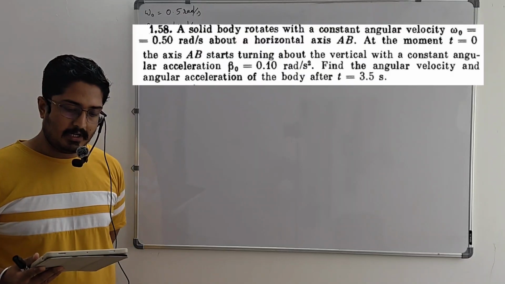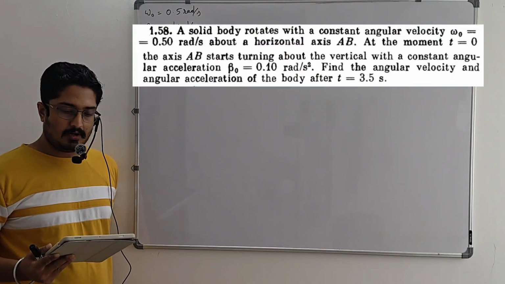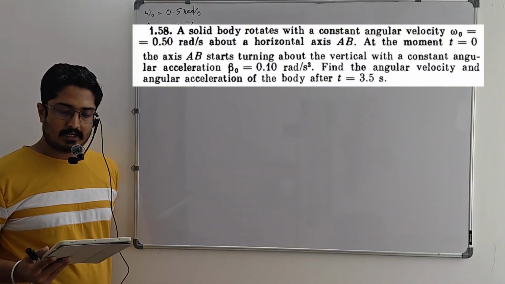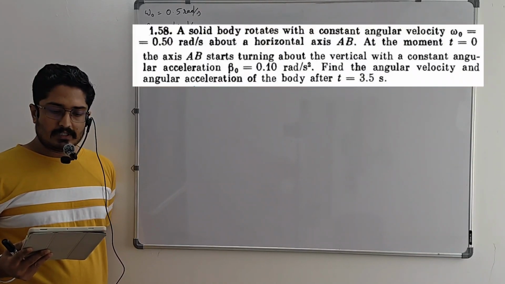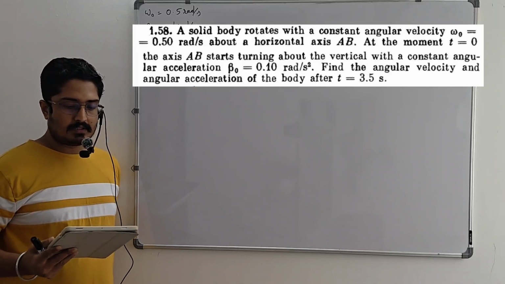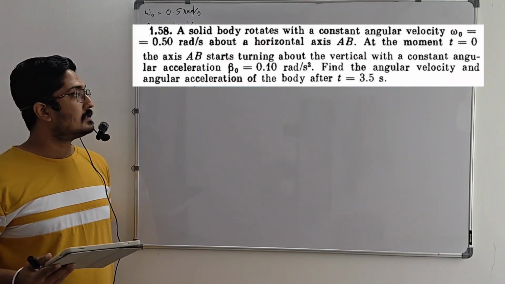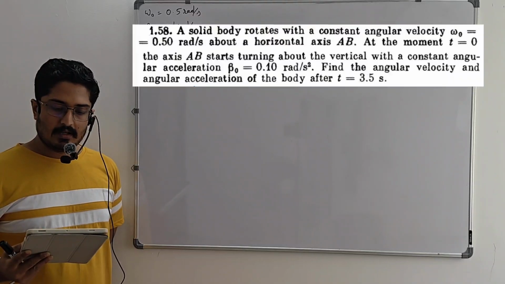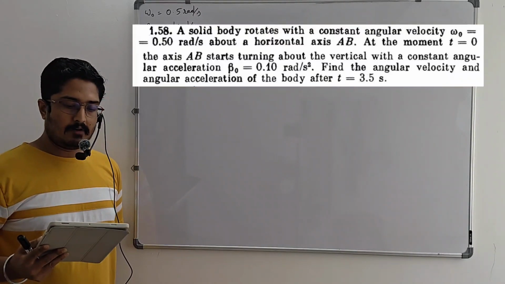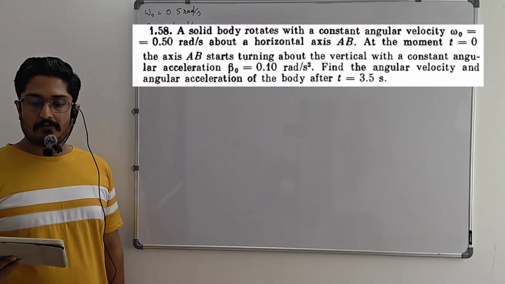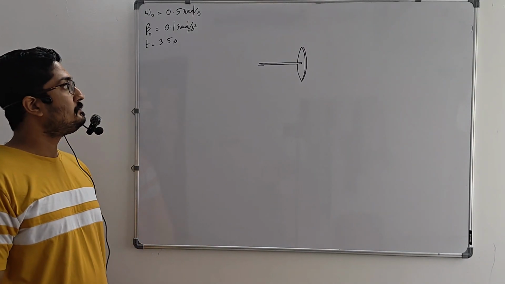A solid body rotates with a constant angular velocity omega naught equals 0.5 radians per second about a horizontal axis AB. At the moment t equals 0, the axis AB starts turning about the vertical with a constant angular acceleration beta naught, that is 0.1 radian per second square. Find the angular velocity and angular acceleration of the body after t equals 3.5 seconds.